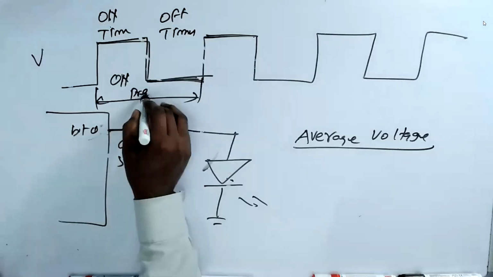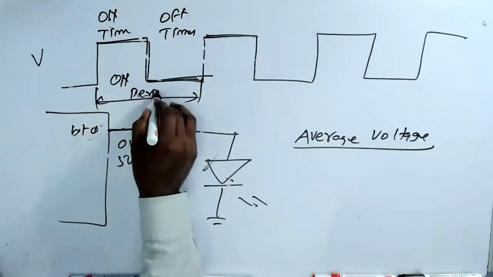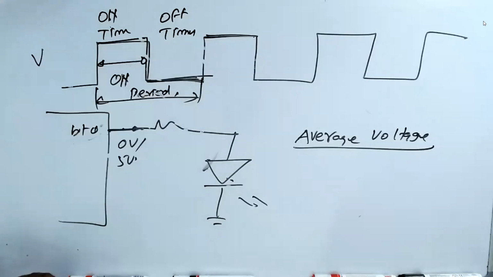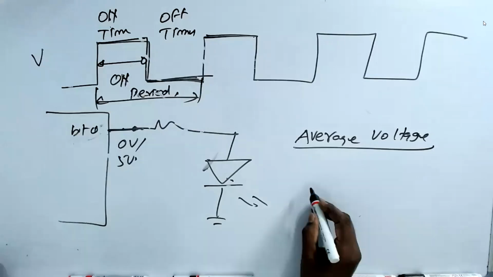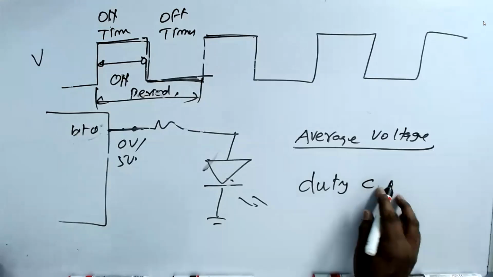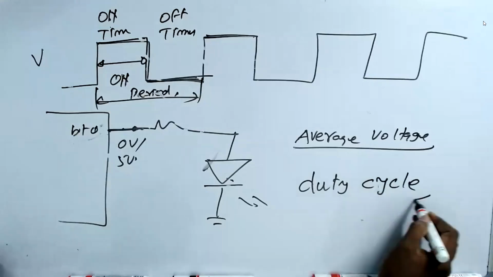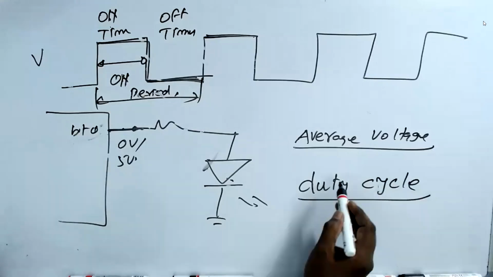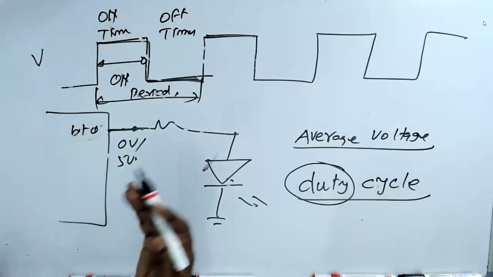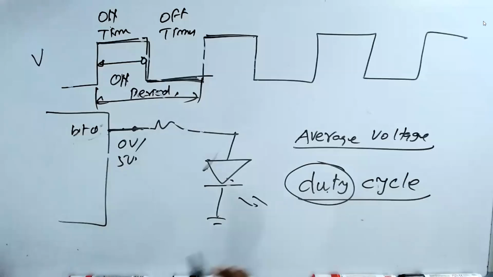You know what this is called? Do you know the name people give for on time? That is called duty cycle. Why do they call it duty cycle? Because only during the time the motor takes power, it rotates. That's why it's called duty cycle. When it is 0, you don't do any duty. So the average voltage is a percentage.